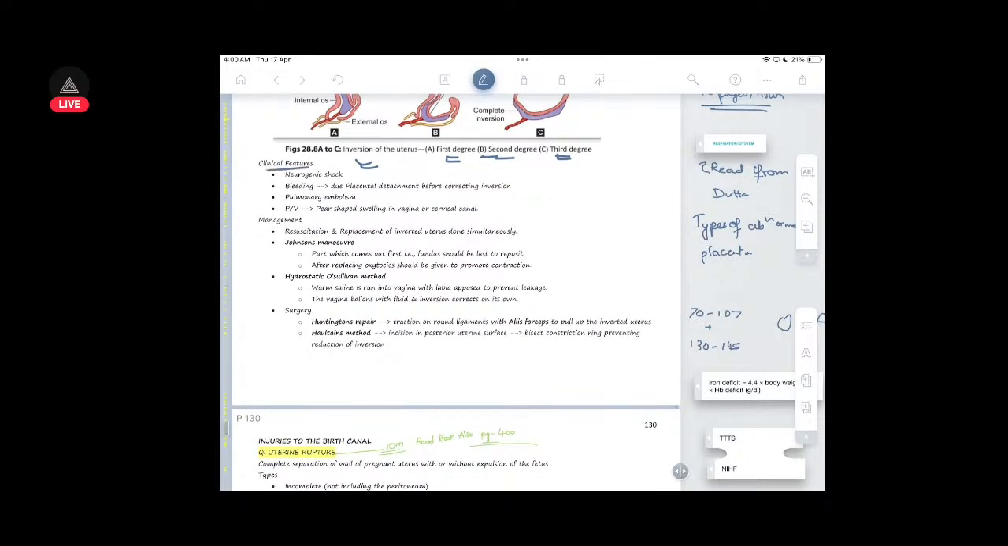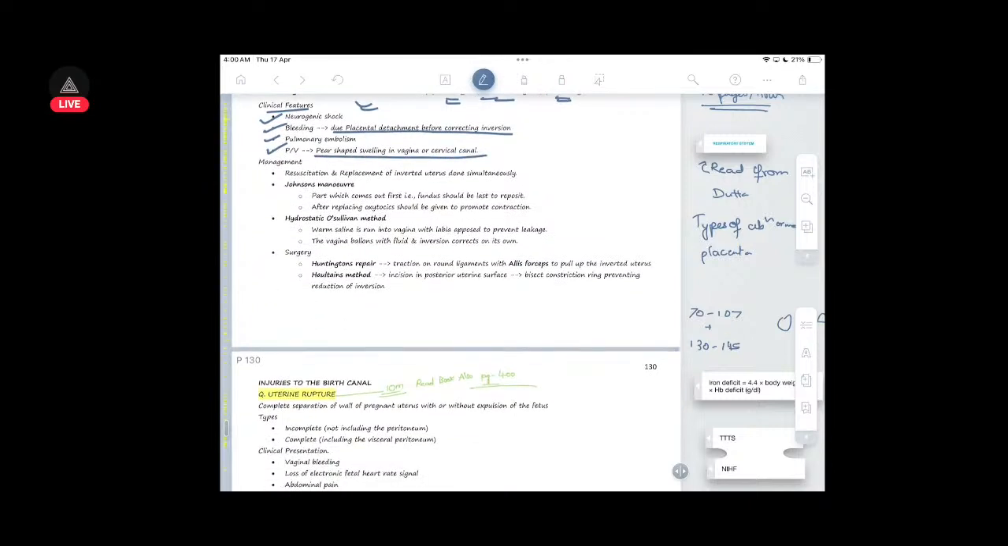Clinical features: you have neurogenic shock. Bleeding will be there due to placental detachment before correcting the inversion. Pulmonary embolism can occur. There is a per vaginal pear-shaped swelling in the vagina through the cervical canal. Management: resuscitation and replacement of the inverted uterus are done simultaneously. Methods are the Johnson maneuver, hydrostatic O'Sullivan maneuver, Huntington's repair, and Haultain's method. Okay, Johnson's maneuver.